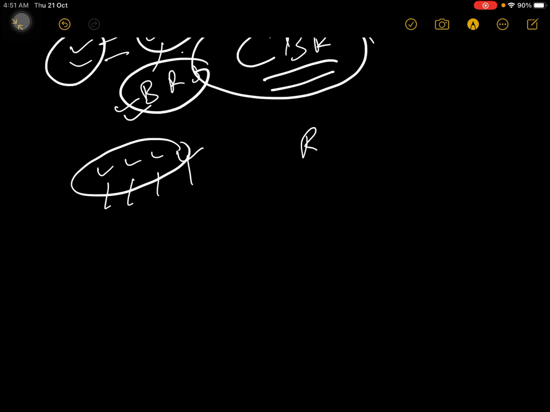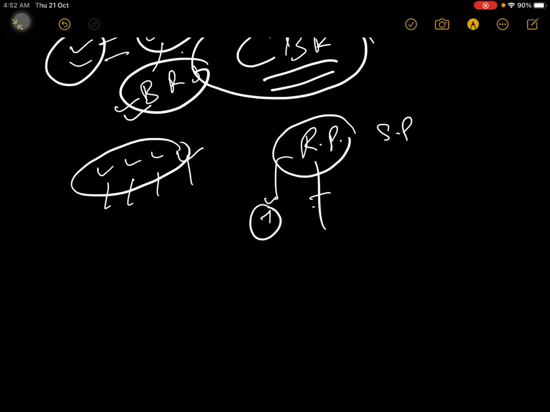Now come to rocket propulsion and space dynamics. Rocket propulsion, only 1 revision is enough. Now in rocket propulsion you have some theories to remember, like propellants, all types of fuels, and oxidizers and their content. All these things we have to keep in mind.